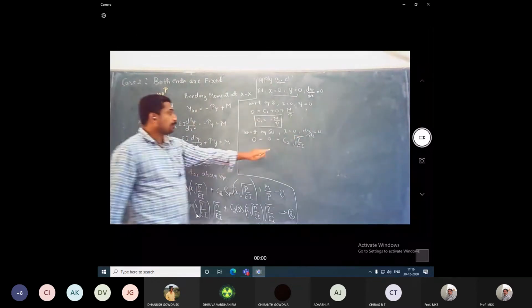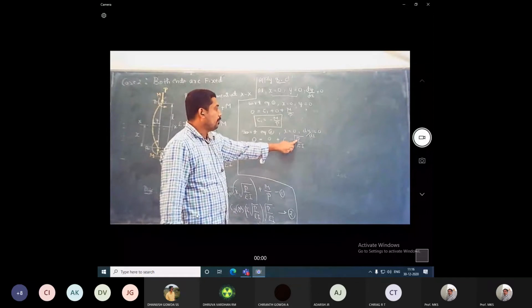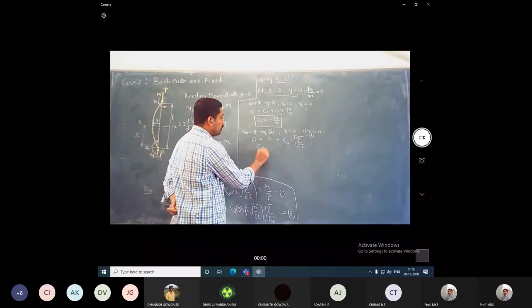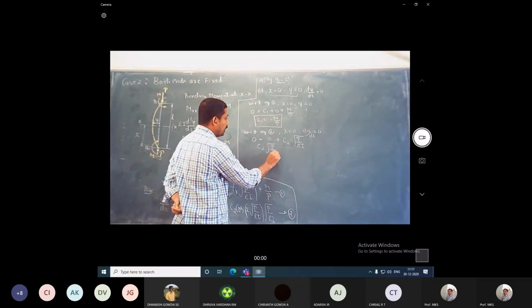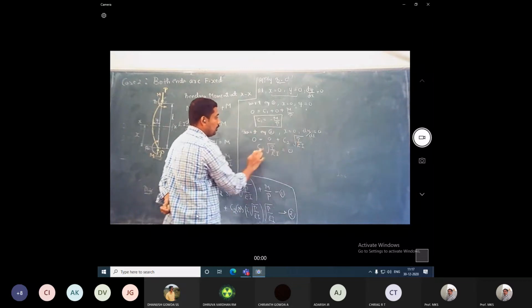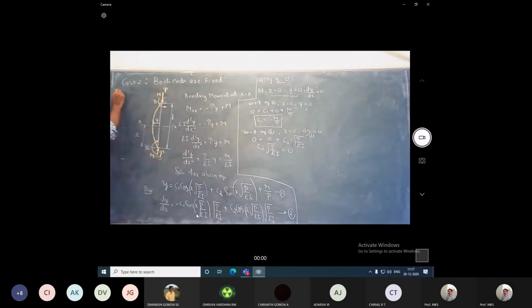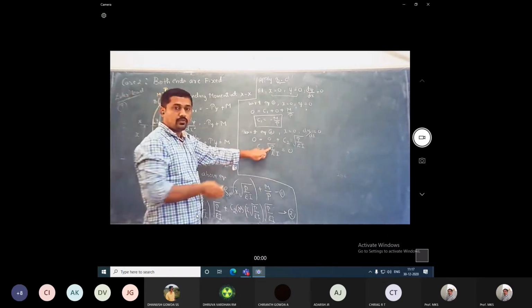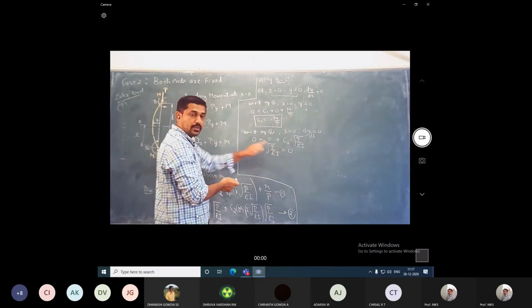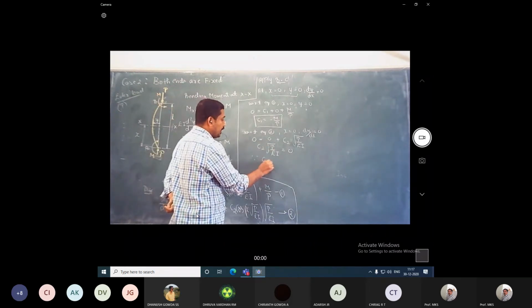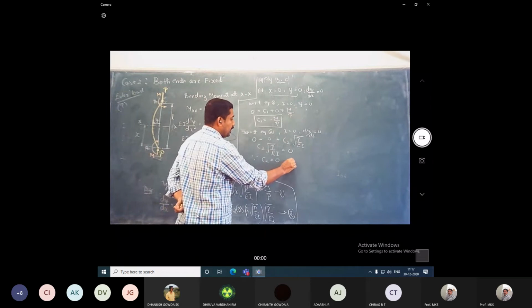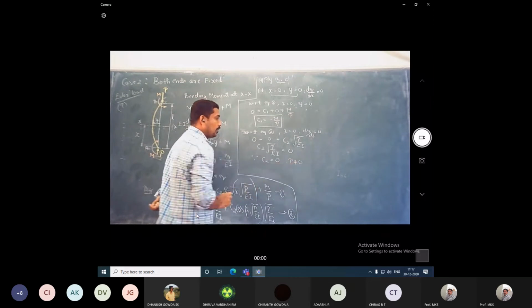So here, C2 root P by EI will be equal to 0, but P is what? P is the Euler load, or buckling load, right? So this cannot be 0. I want to find the equation for P, so P cannot be 0. Therefore, C2 will be equal to 0 and P is not equal to 0.